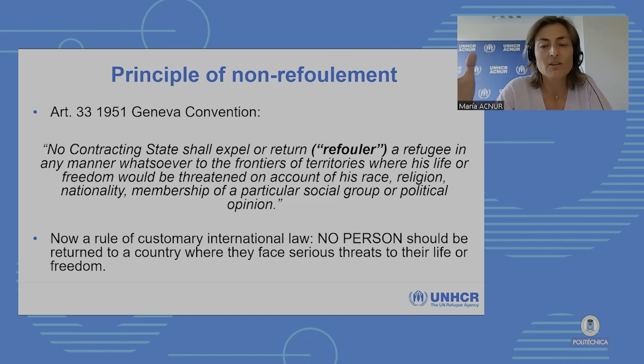So what the Geneva Convention established in 1951 is that for any person that arrives in a country and claims asylum, there has to be a procedure to determine if that person is or is not a refugee, if there is a risk or not of being persecuted on account of these grounds, before that person can be sent back to the place where that person came from.